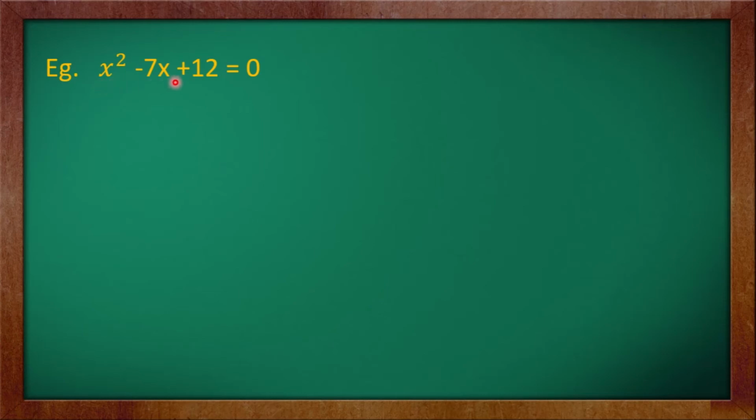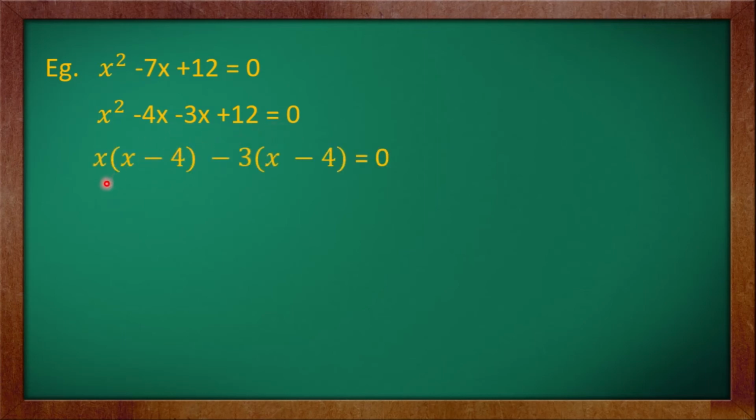x square minus 7x plus 12 equals to 0. We will solve this by splitting the middle term. Take two factors of 12 so that it becomes 7 when we add or subtract those two factors. So we will take 4 and 3. x square minus 4x minus 3x plus 12 equals to 0. From the first two, we will take x common and in the bracket x minus 4. And from the last two, we will take 3 common and x minus 4 in the bracket equals to 0.